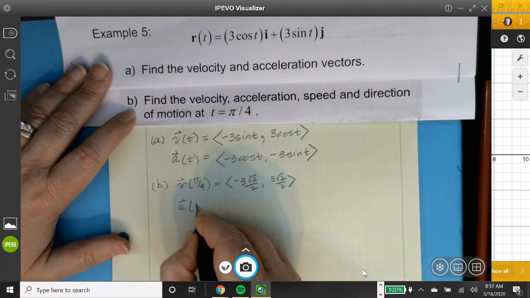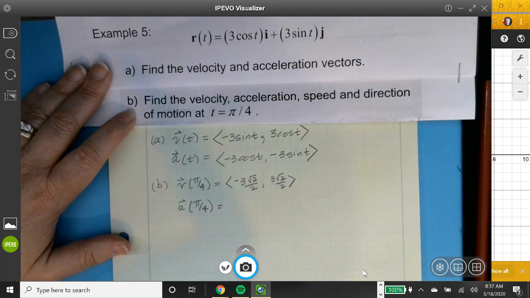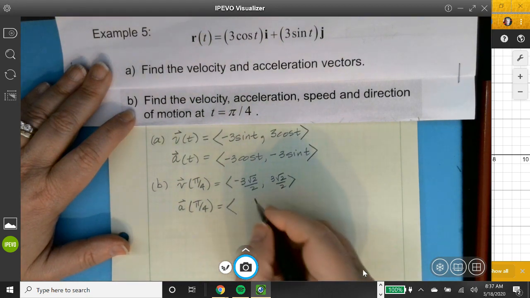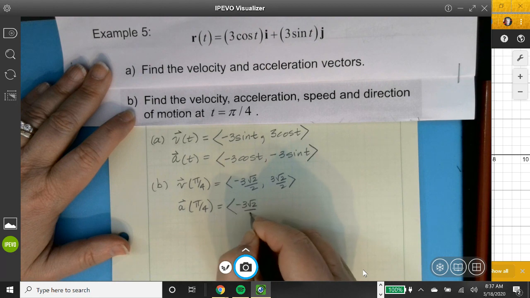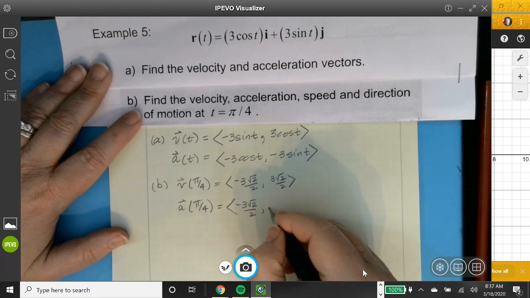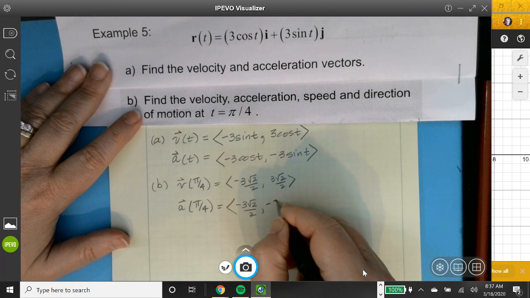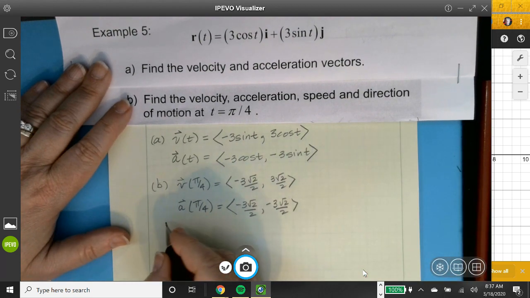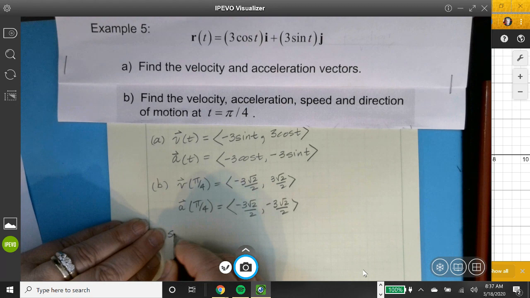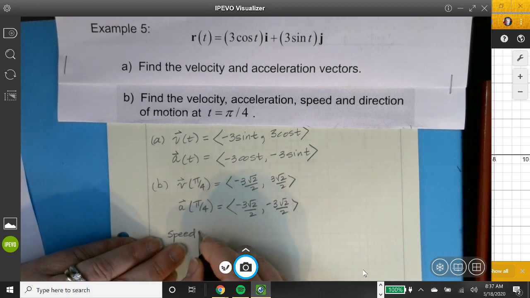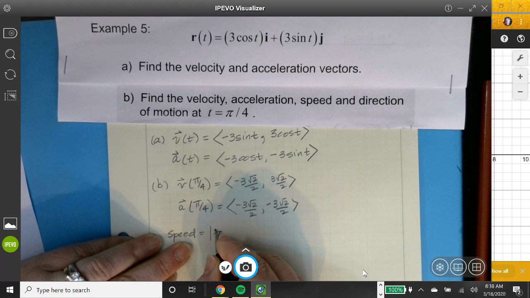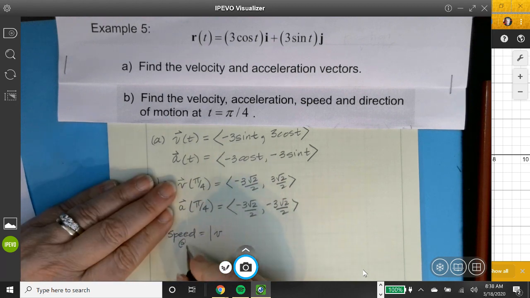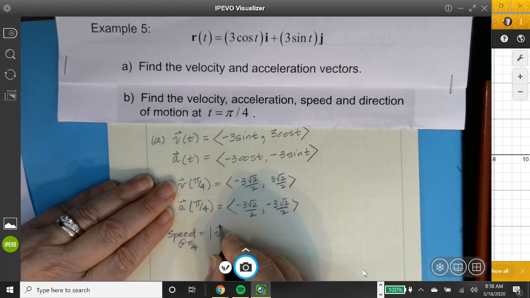The acceleration at pi over 4 is equal to negative 3 root 2 over 2. And the sine is root 2 over 2 again for pi over 4. So easy. The first 4 computations are easy. Now the speed. The speed is the magnitude of the velocity vector. So the speed at pi over 4 is the magnitude of the velocity vector at pi over 4.